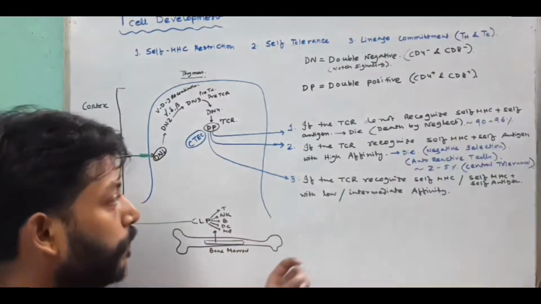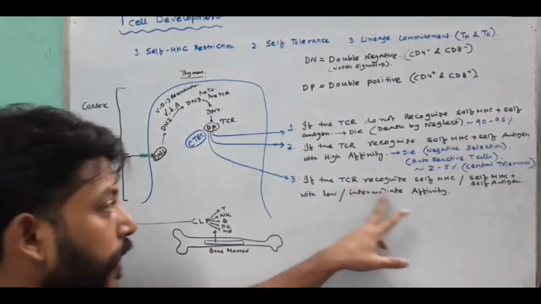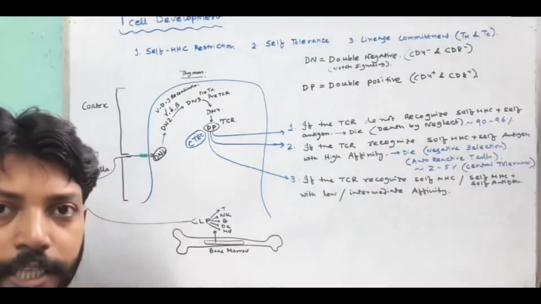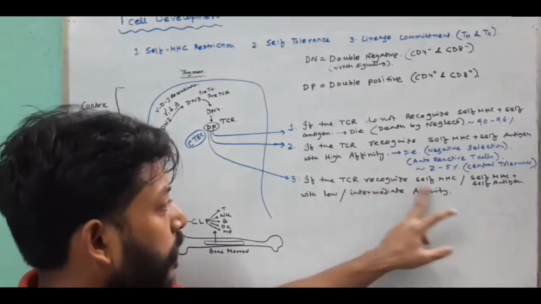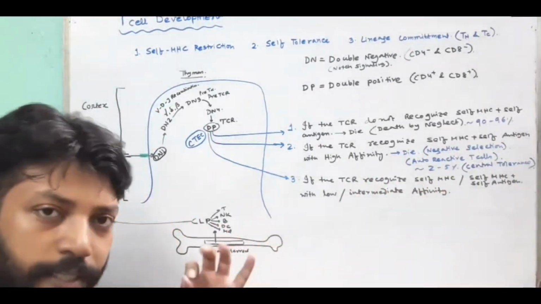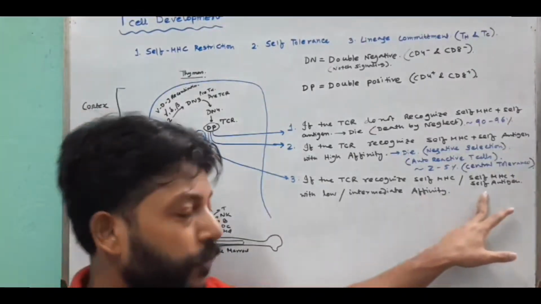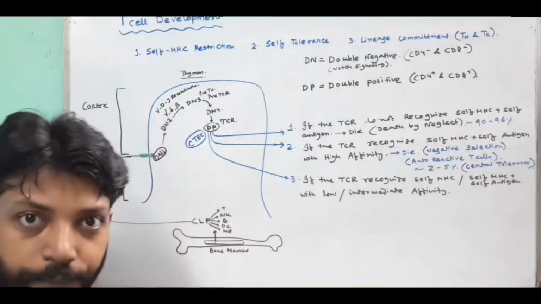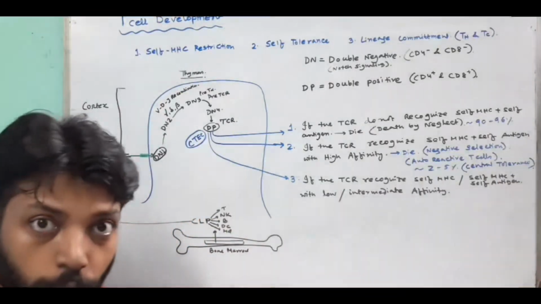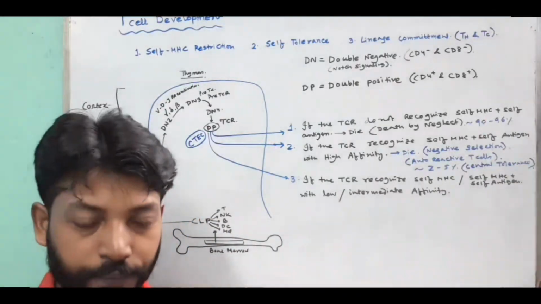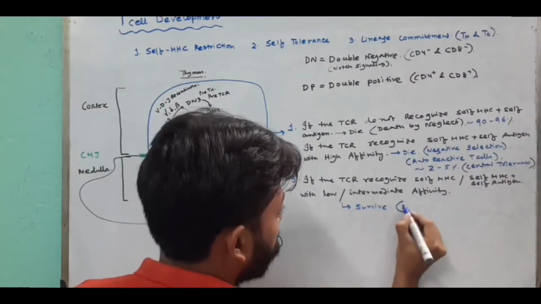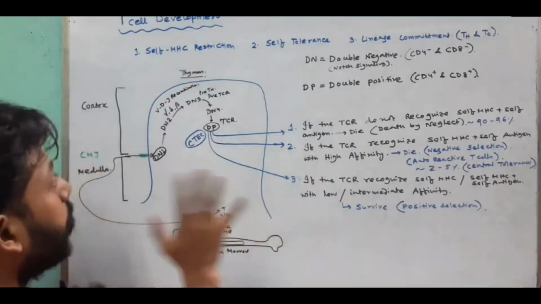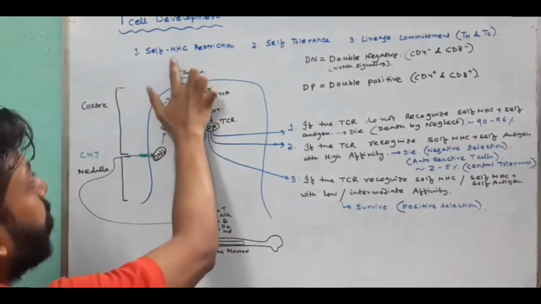experiments and they have found that a T cell receptor that recognizes only the self-MHC molecule, not any self-antigen complex, is just enough for survival. Or if the T cell receptor recognizes self-MHC and self-antigen with low, not very low, low or intermediate affinity, then it will survive. That means it is positively selected, positive selection, because these cells are maintaining these two rules, self-MHC restriction.